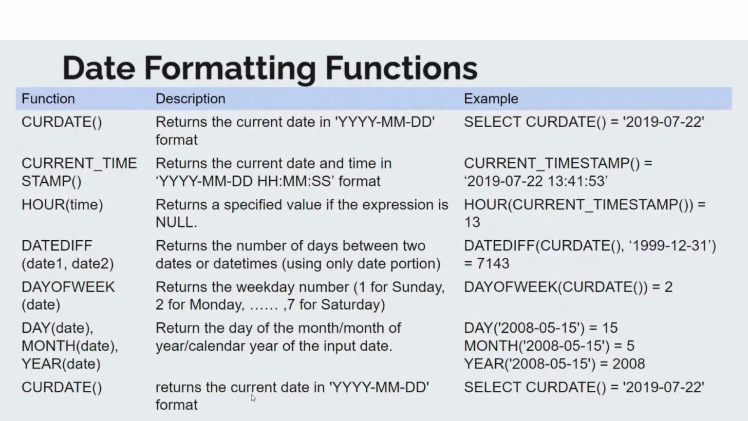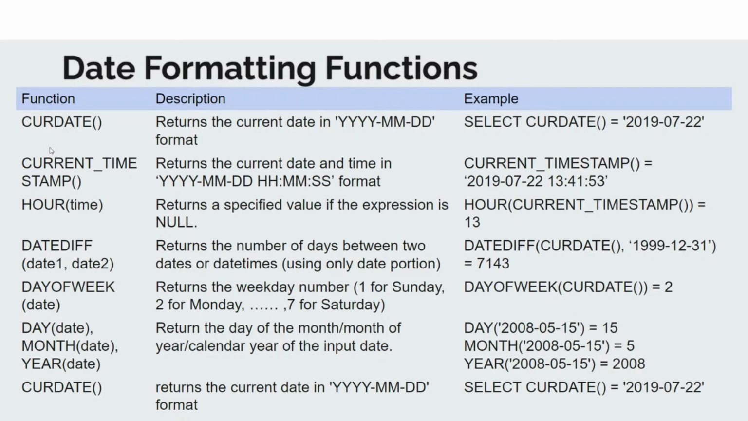Right. Date formatting functions. There are a whole bunch of these. One of the most useful is current date. I use that in where clauses a lot. Where current date is equal to, this will return the current date in that format. Where some column, maybe a system's producing records, you want to just see all the records that are equal to today. I use that one quite a bit. Current timestamp returns the current date and time in that format. So you'd return this date, and then it'd also give you the time of when you ran that function.